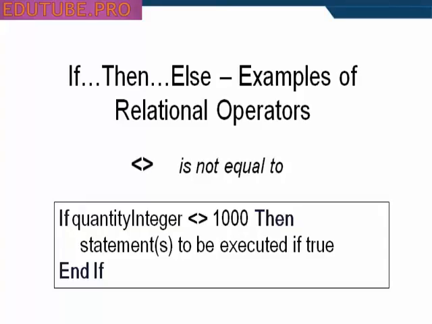And finally, the not equal to. Note this is a combination of the less than symbol and greater than symbol back to back. It reads, if quantity integer is not equal to 1000, then perform the statements. In this case, all values of quantity integer would make this statement true except for 1000. That is, if it's not equal to 1000, perform the statements. So the only value that would make this statement false would be the value 1000 itself.